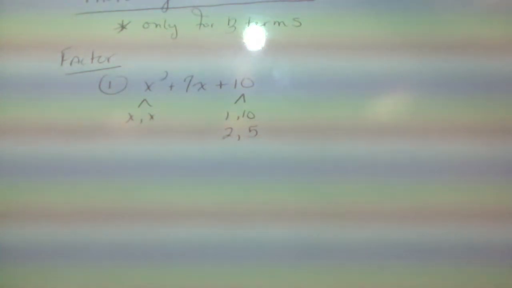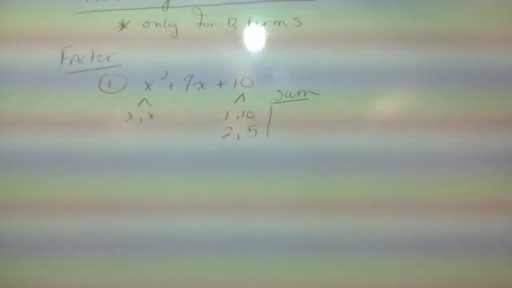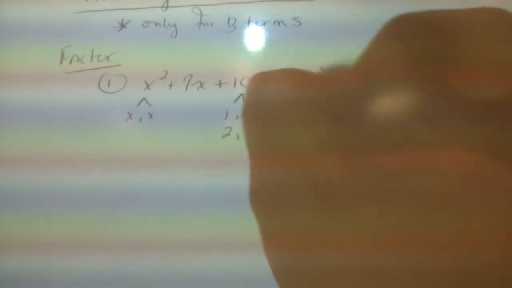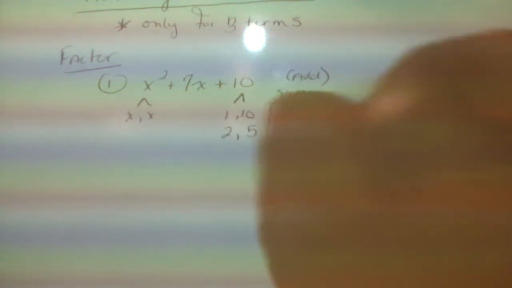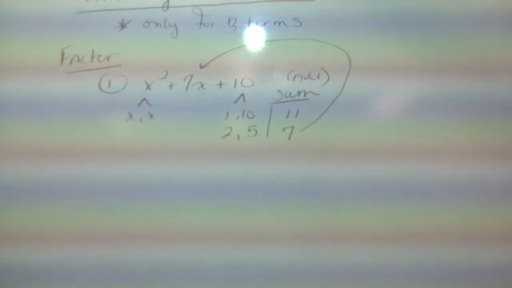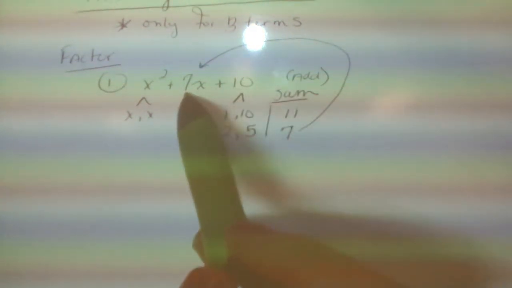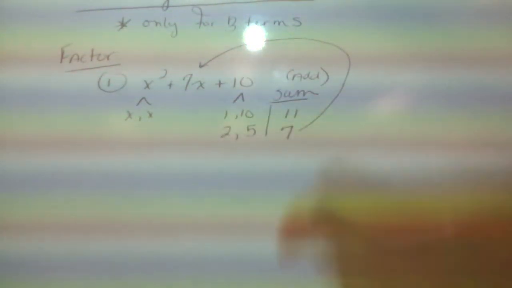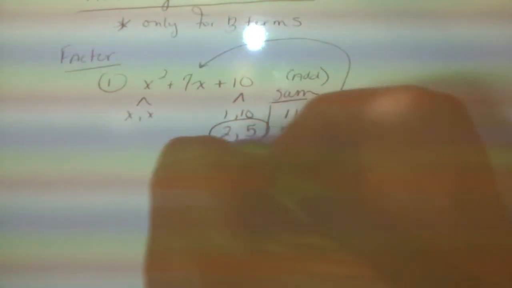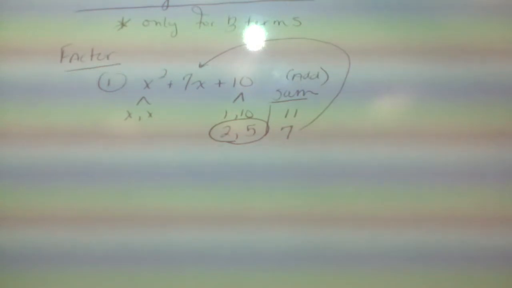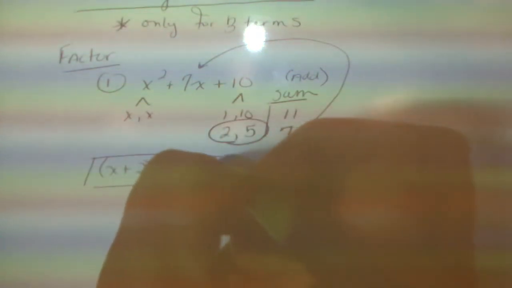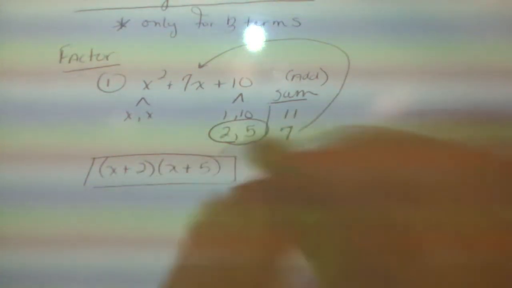and 2 and 5. Now I'm going to take these factor pairs and take the sum. I'm going to add them. 1 plus 10 is 11, 2 plus 5 is 7. I'm looking for that 7. I'm looking for one of these sums to match that middle term. Once I find that, the factor pair that gave me that sum, that's the factor pair I'm going to work with. So I'm going to take one of those x's and put it with the 2, and then take the other x and put it with the 5. And they're both plus because they're both positive. Positive 2 and positive 5.